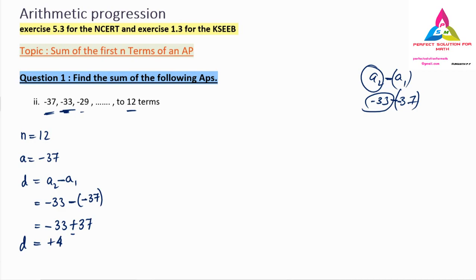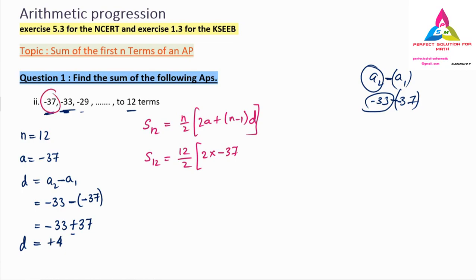Next we have to find S12, because they have told you to find the sum of the first 12 terms. So S12 equals, you can write the formula first: Sn equals n by 2 into 2a plus n minus 1 into d. Now you can write S12. The n value is 12 divided by 2 into 2 times the a value, the first term, which is minus 37, plus n minus 1, which is 12 minus 1, into d, which is 4. We found that 4.